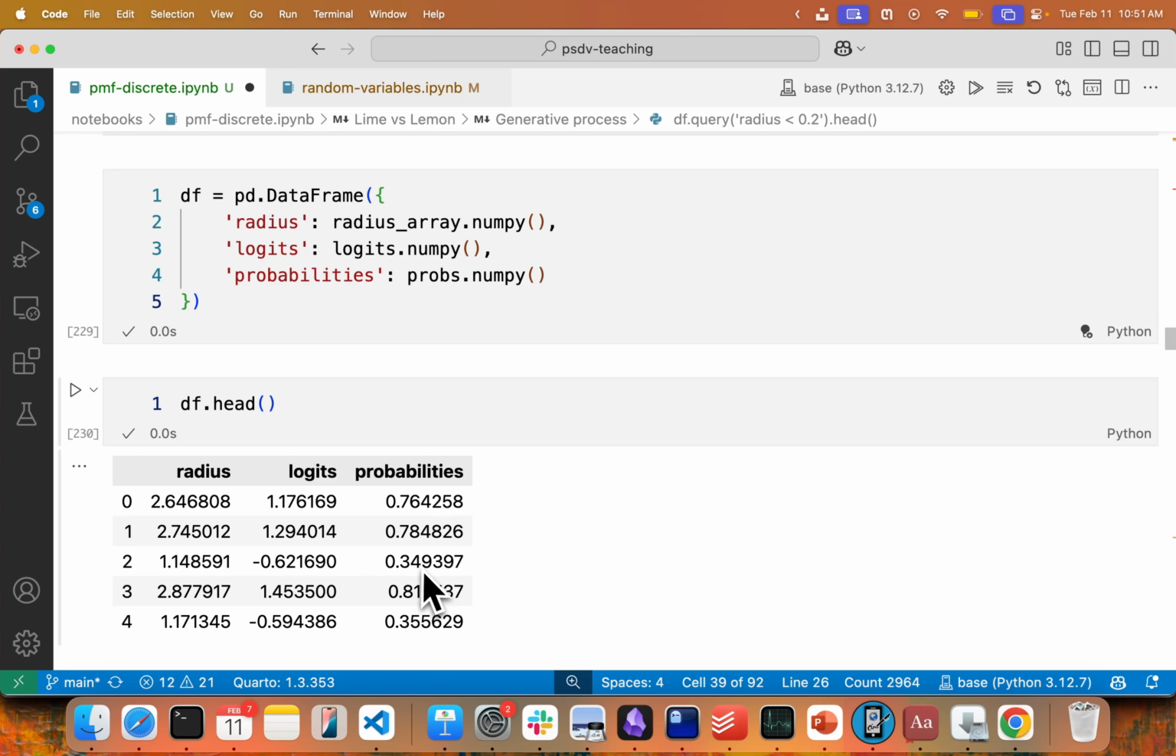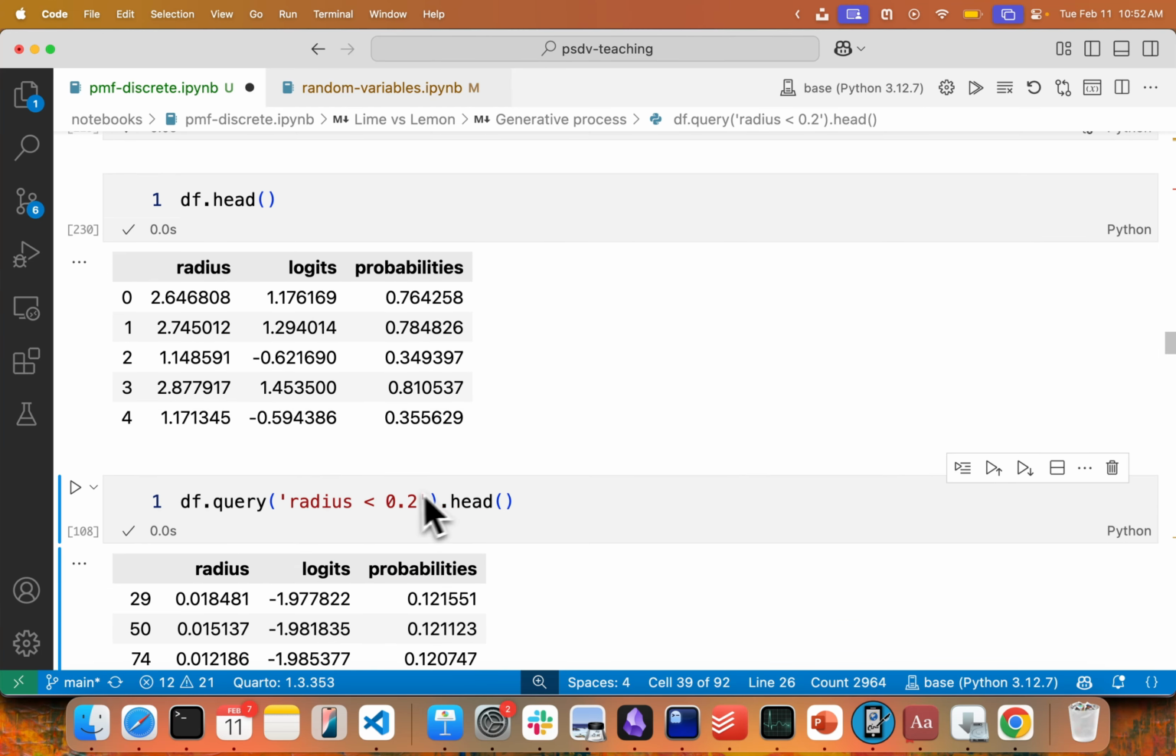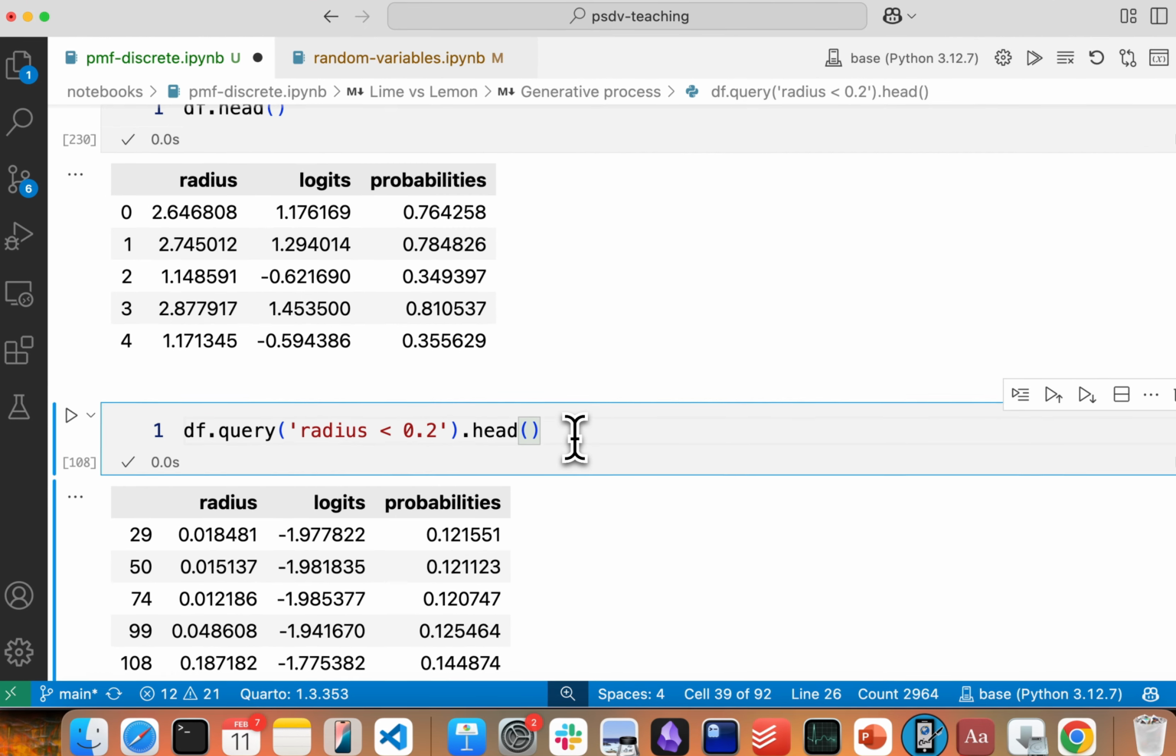1.14, the probability of it being a lemon is 0.35, which again sounds reasonable because it's a smaller fruit. So the probability of it being a lemon is smaller, and the probability of being a lime is greater. Similarly, with the other examples you can see. We can also look at the fruits whose radius is less than 0.2.